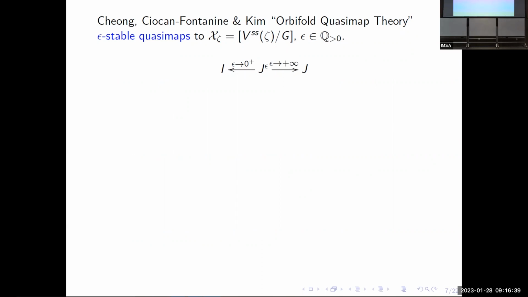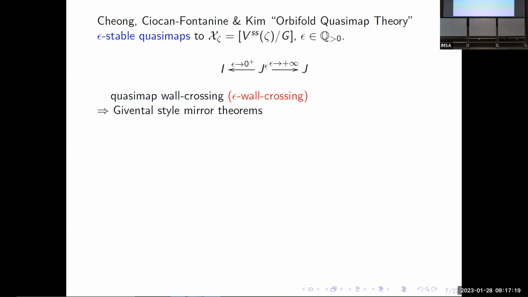Orbifold quasimap theory: there are epsilon-stable quasimaps to this GIT quotient of a vector space by a linear reductive group G. They introduced the notion of epsilon-stable quasi-stable maps, and this allows them to define a J function which depends on epsilon. Essentially, as epsilon goes to 0 plus, one gets the I function, and as epsilon goes to plus infinity, one gets the J function. And then they prove quasimap wall crossing.